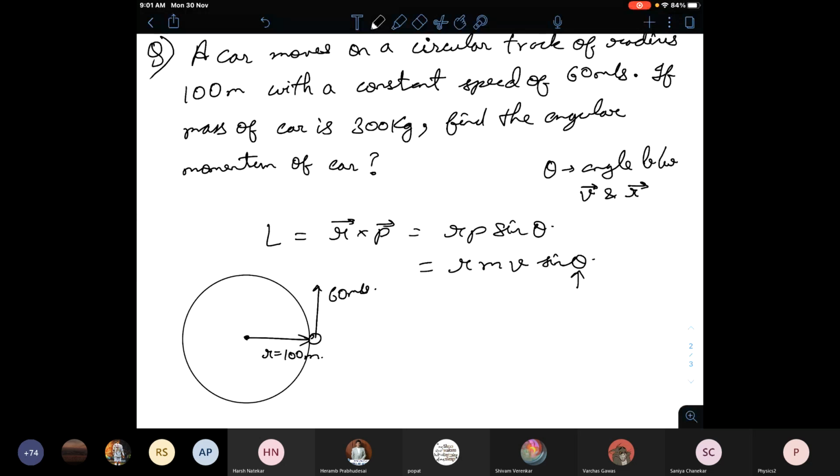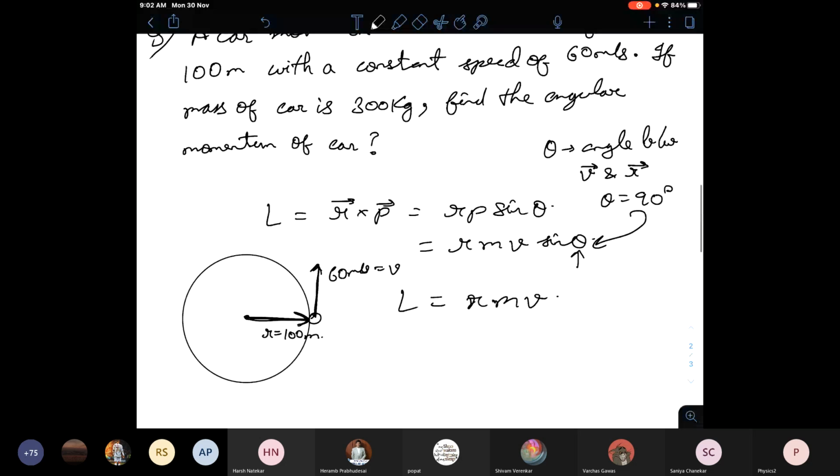Here you can see that the velocity is in the y direction, and the R vector is in the x direction. So the angle between the v vector and the r vector is 90 degrees. Theta is 90 degrees, and sine 90 is 1. So you can write angular momentum directly as r into m into v. This will be the magnitude of angular momentum.